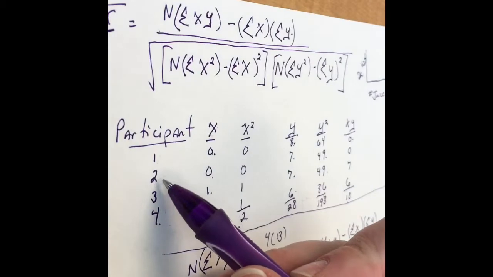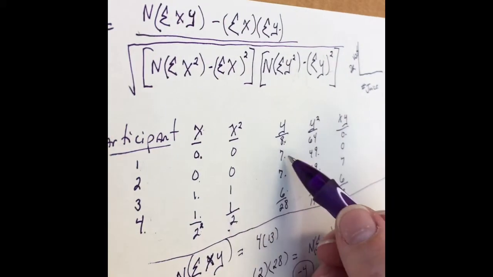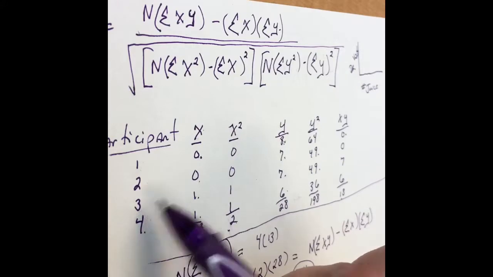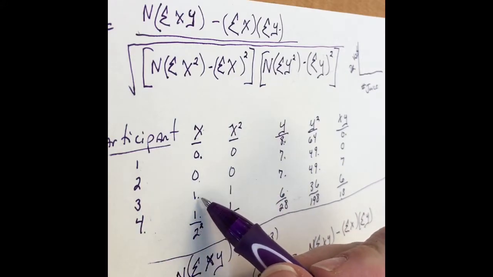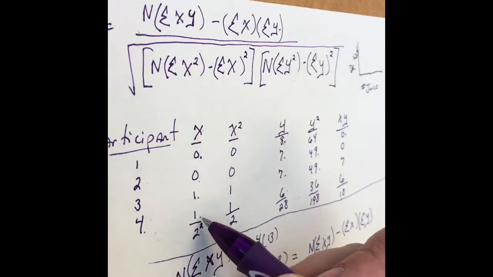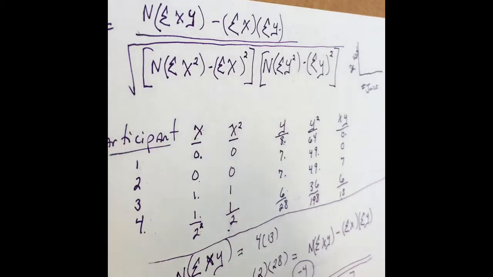Okay, so now we have participant 2. They said, I drink 0 cups of juice each day, and I looked at my calendar, I have 7 visits to the doctor. Okay, third person said I drink 1 cup of juice a day, and I had 7 visits to the doctor. Fourth person said I have 1 cup of juice, and I went to the doctor 6 times. That's your raw data.